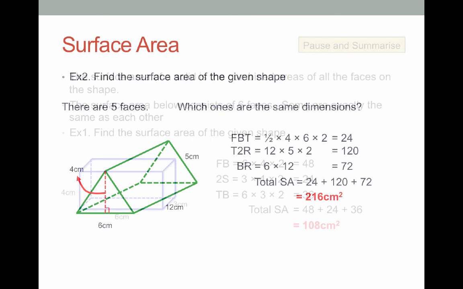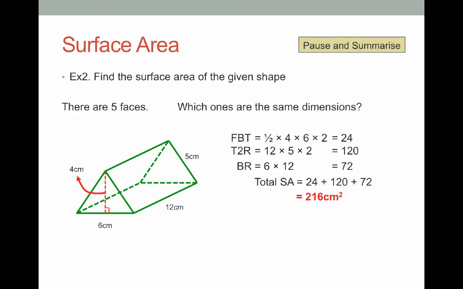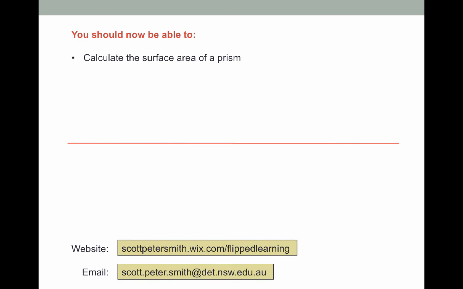Right, now I'd like you to pause and summarize both examples, the rectangular prism and the triangular prism, and use these to help you with your questions in tomorrow's class. And that's it. Hopefully you know how to calculate the surface area of a prism, and as always you can ask questions tomorrow in class. Good luck.